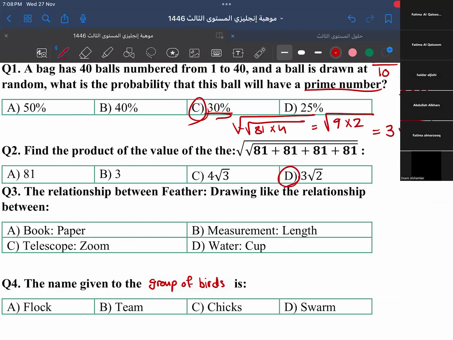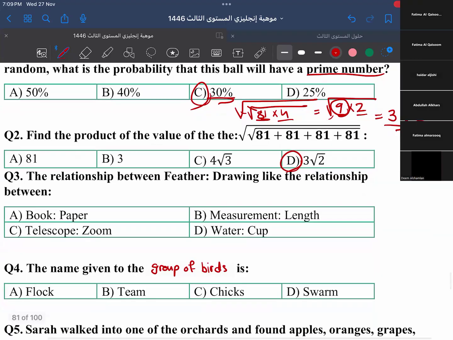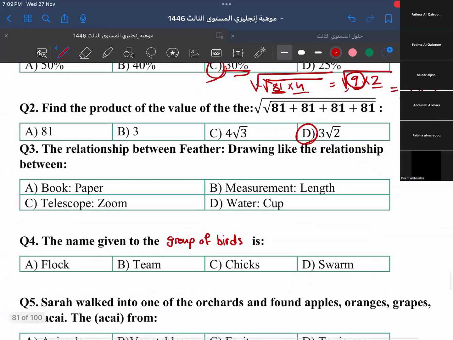Exactly, excellent. So it's going to be 3 times the square root of 2. As you said, since I have four 81s, I did 81 times 4, and I just took them out of this root. The root of 81 is 9, the root of 4 is 2. And then I took the 9 out of the root because it equals 3. So we are left with 3 times the root of 2. Excellent, Haida. Okay, question 3.